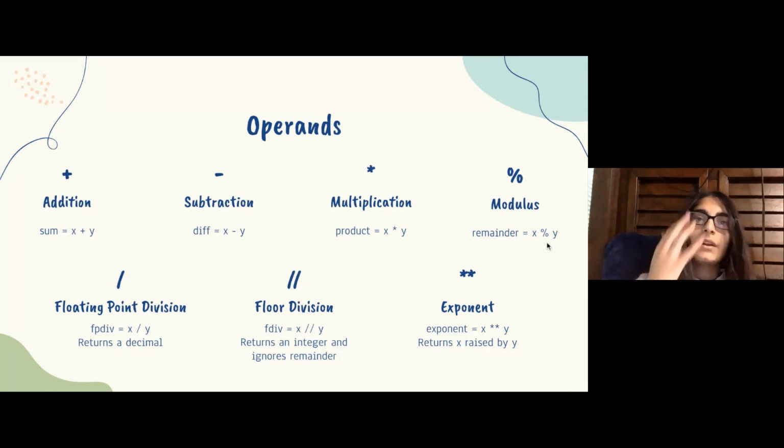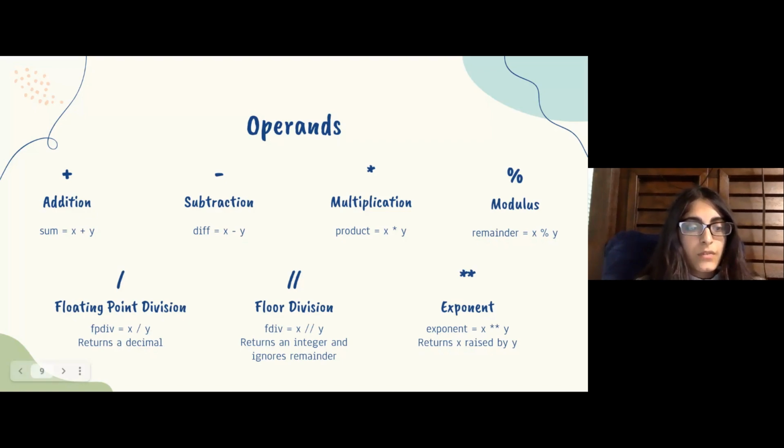So let's say I had something like 9 divided by 2. That obviously doesn't divide equally, right? So we want to be able to find the remainder of that with this modulus. So 9 divided by 2 would have a remainder of 1. So what we would get from this function would be the number 1. Floating point division would give you the decimal answer to a division problem. So if I divide any two numbers, like 2 divided by 3, it's going to give me the decimal answer.